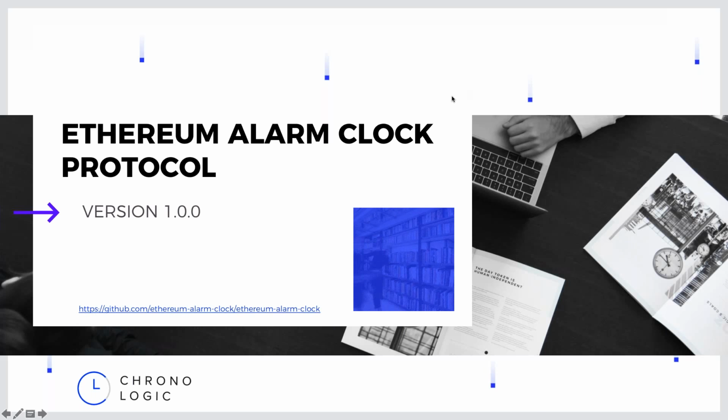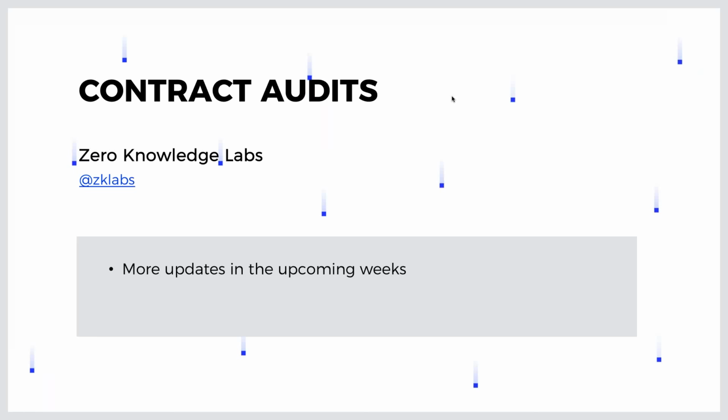Ethereum alarm clock 1.0. As you may know, we are undergoing the security audit by ZK Labs. Things are going well. We're still waiting for the updates. We're in contact with these guys, and as soon as we get anything that we need to fix, we're going to do that and then deploy on the mainnet. So I think we're pretty close to the mainnet release. Everyone, including us, is waiting for that. So yep, still waiting here.